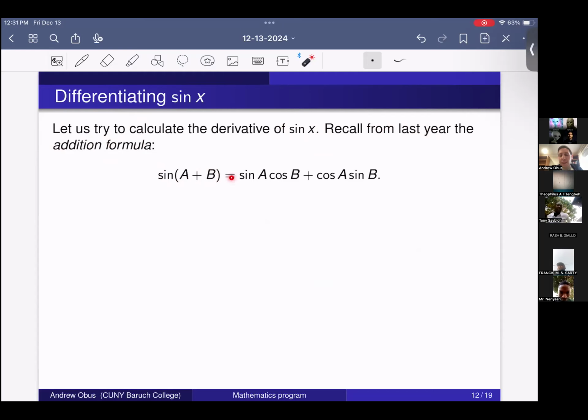If you've been with the program when we've done trigonometry, you may remember the addition formula for sine. We have an identity here that the sine of A plus B is equal to sine of A cosine of B plus cosine of A sine B. Okay, this is an identity we have for sine.